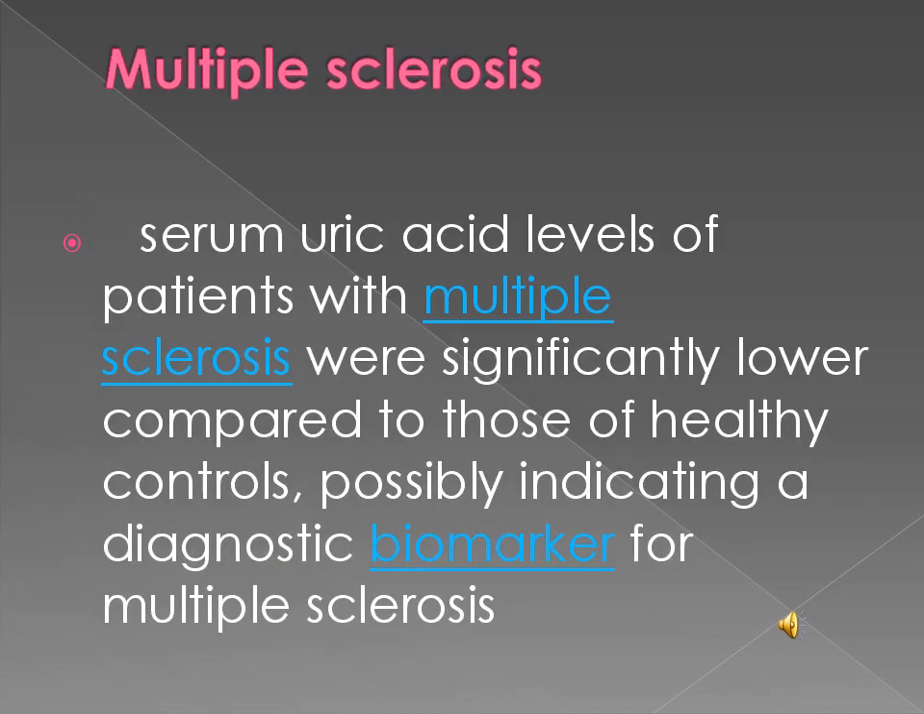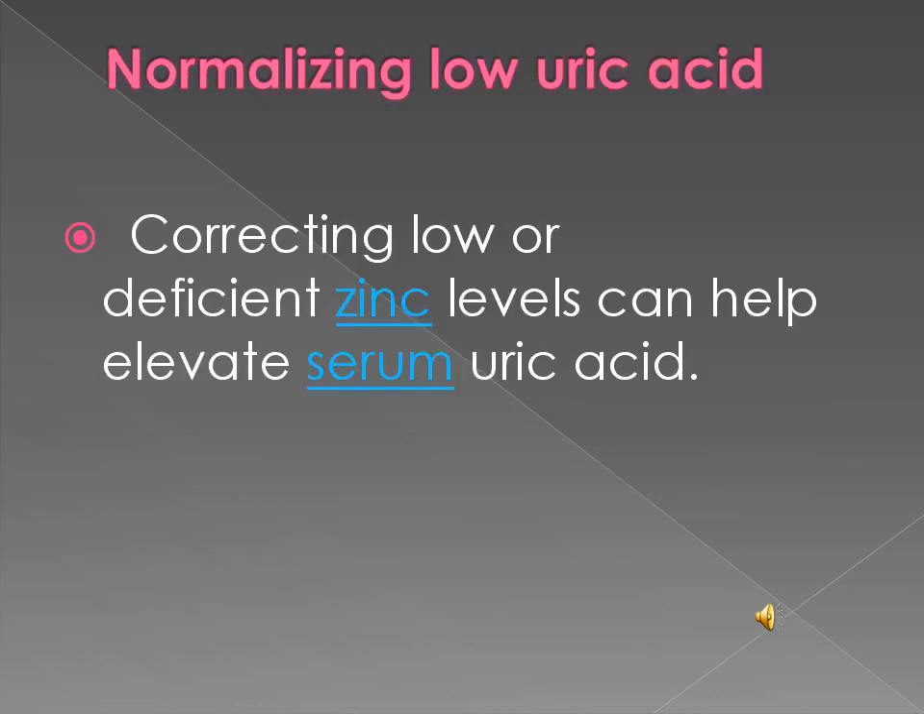Serum uric acid levels decrease in patients with multiple sclerosis, possibly indicating a diagnostic marker for multiple sclerosis. Normalizing low uric acid: correcting low or deficient zinc levels can help elevate serum uric acid.